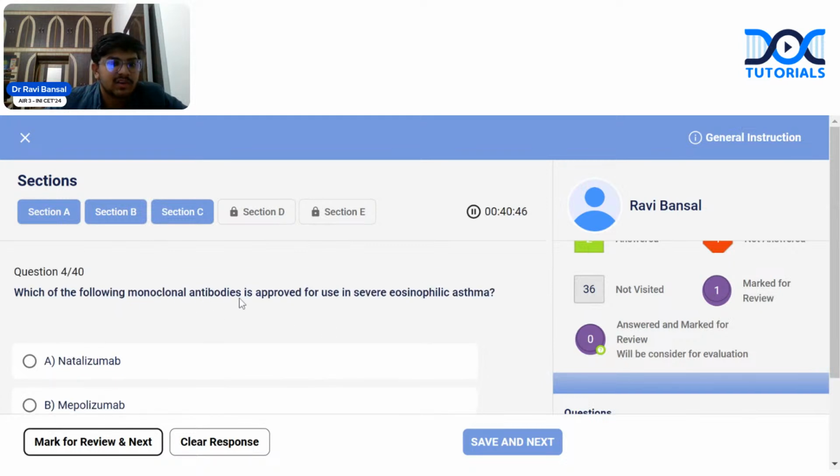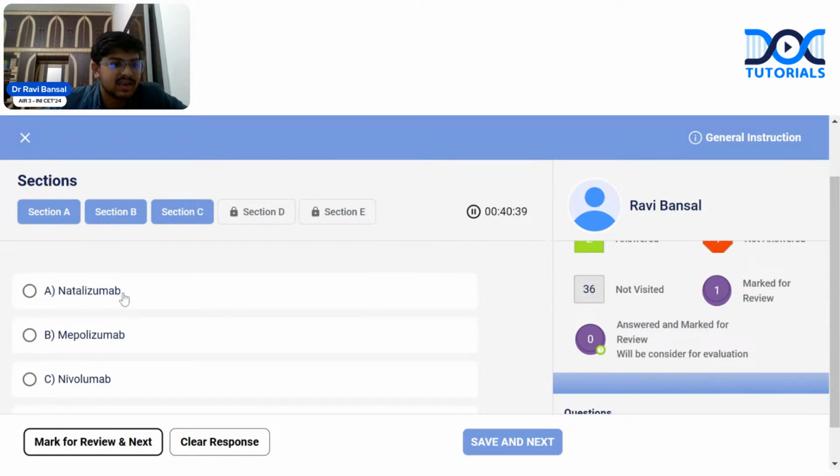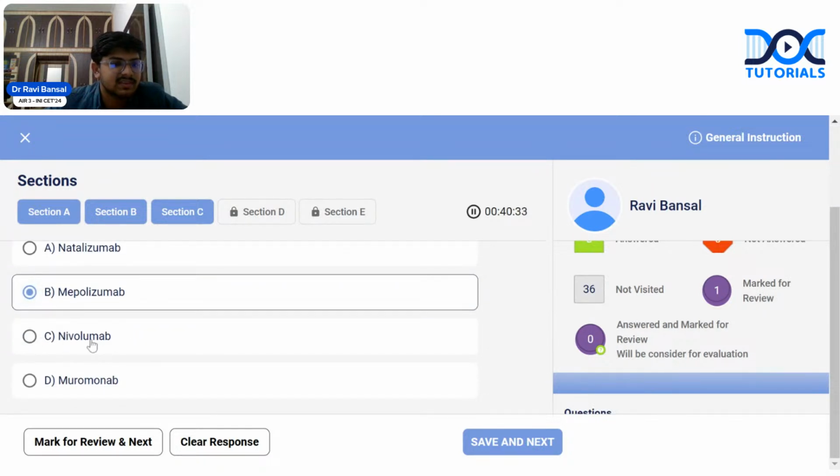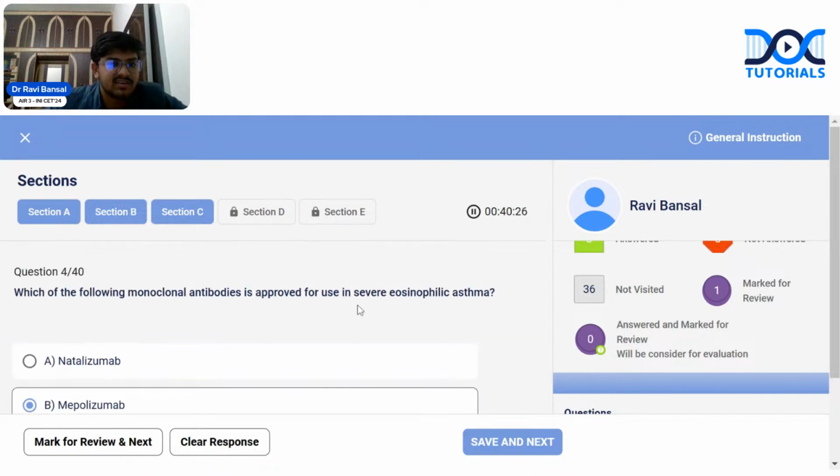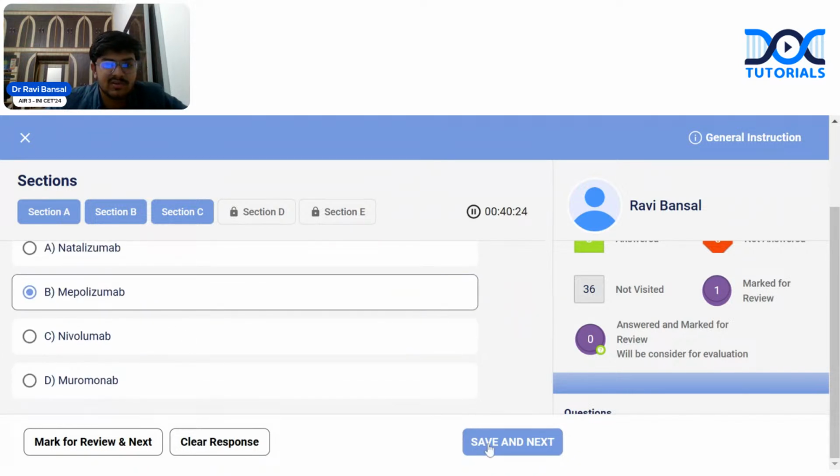Which of the following monoclonal antibodies is approved for use in severe eosinophilic asthma? Natalizumab is used in ulcerative colitis. Mepolizumab is used in asthma. Nivolumab is used in cancer or something. Muromonab is also used after organ transplant. So mepolizumab we have read in asthma. Other options have been ruled out.